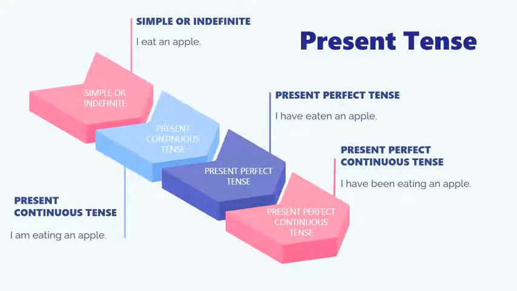Simple or indefinite: I eat an apple. Present continuous tense: I am eating an apple. Present perfect tense: I have eaten an apple. And present perfect continuous tense: I have been eating an apple.